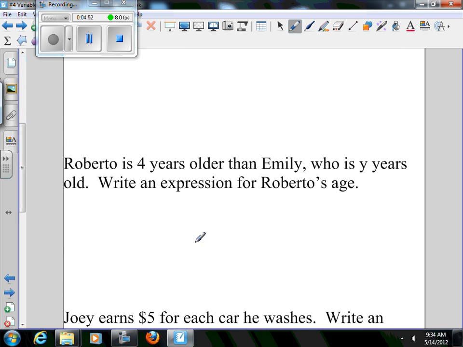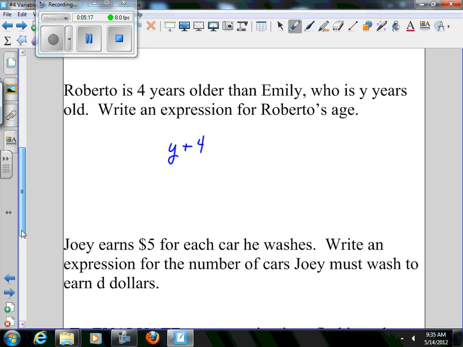Roberto is 4 years older than Emily, who is y years old. Write an expression for Roberto's age. Well, if Emily is y years old and Roberto is 4 years older, we're going to have to add 4 years onto y, onto Emily's age, to get Roberto's age. So Roberto's age is y plus 4.